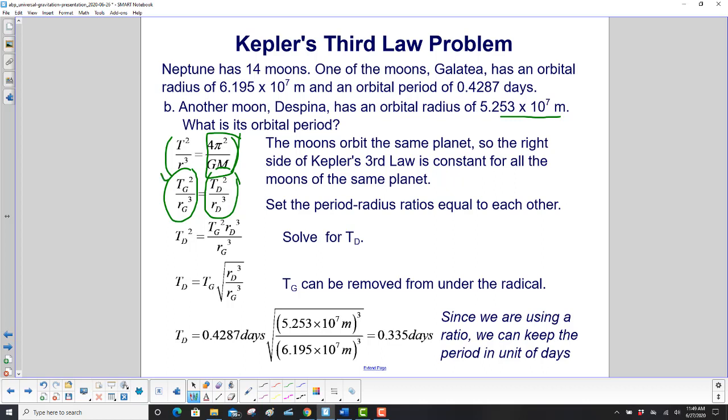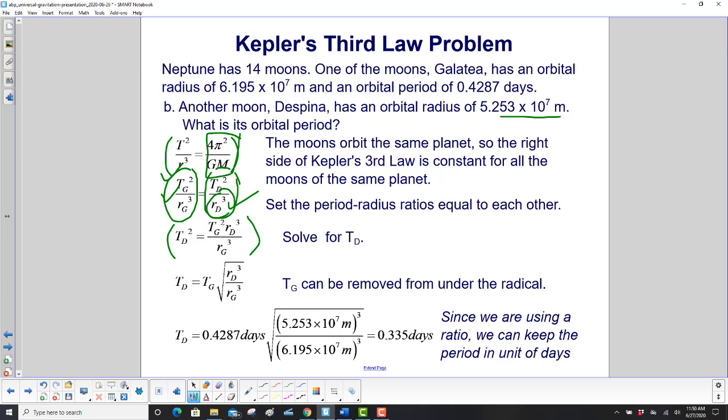We know all the things about Galatea. We know the radius of the orbit of Despina. We just need to find the period. So we need to isolate T sub d, or the period of Despina. So what did we do here? We did a partial cross multiply. We multiplied both sides by r sub d cubed, this term here. So we now have Td squared all by itself, but we want Td, the period. So we take the square root of both sides.